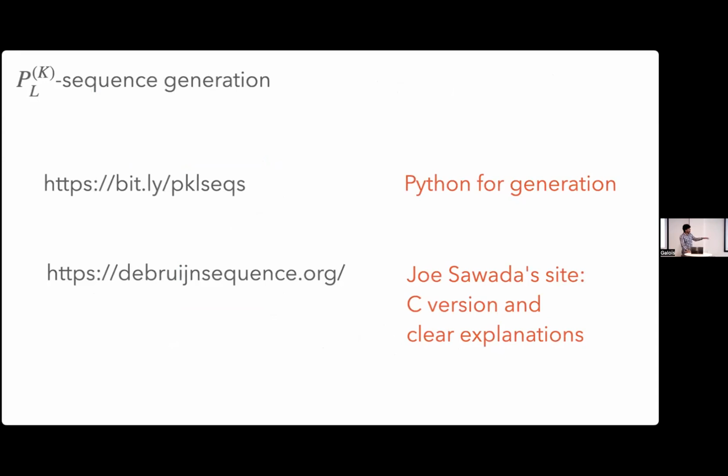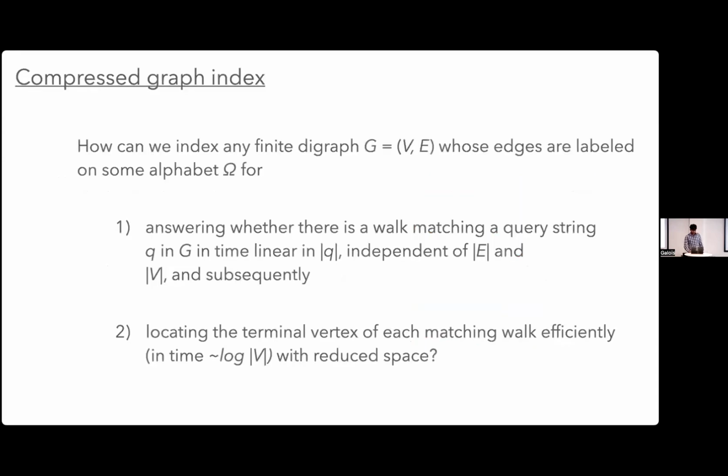You can also visit debruinsequence.org, which is Joe Sawada's site. Joe is an expert in combinatorial generation at the University of Guelph, and he took a liking to this work and ported our Python to C. He also offers clear explanations of this universe of random-like sequences, including de Bruijn sequences. So it's definitely worth checking out.